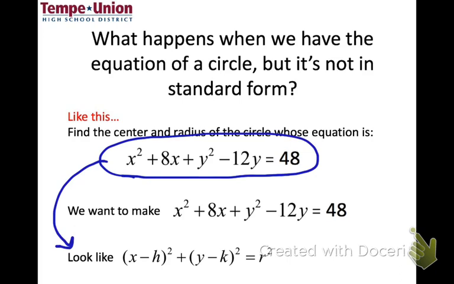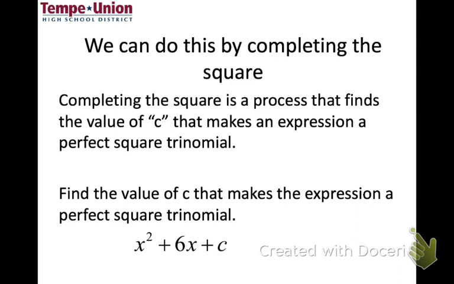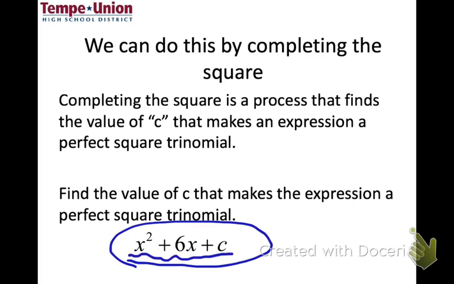So first I need to review, what is completing the square? What is that? So you might have done this in Algebra 1-2. You really should have done it in Algebra 1-2. It's a way to make a trinomial turn into a perfect square trinomial. And so you have to add this perfect number to it.